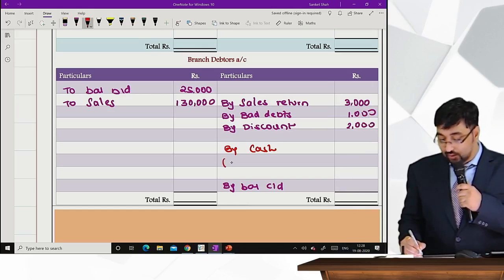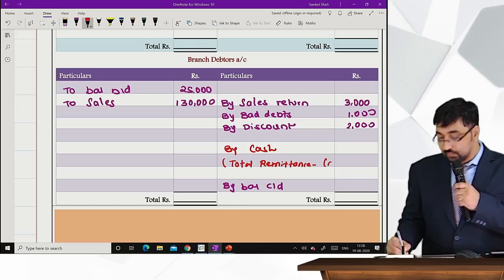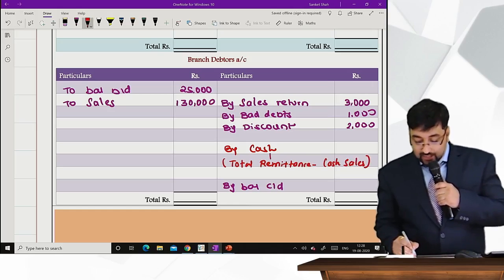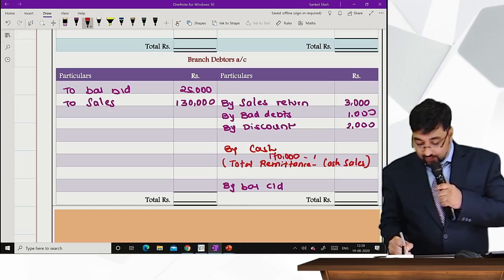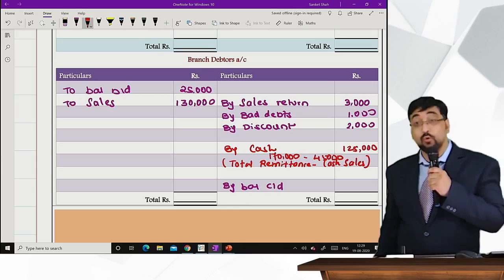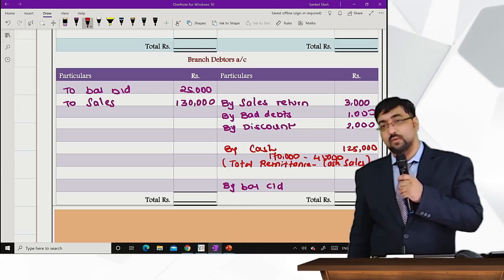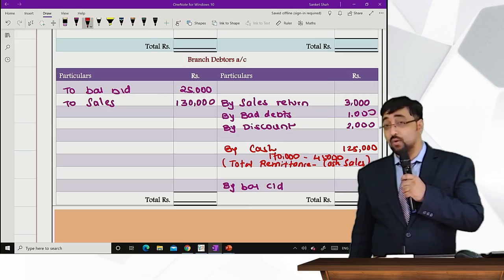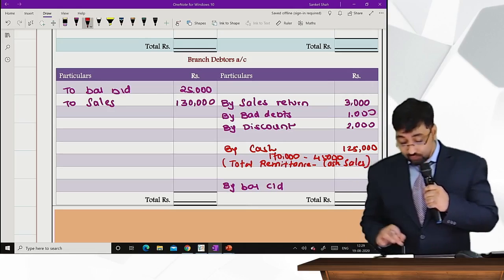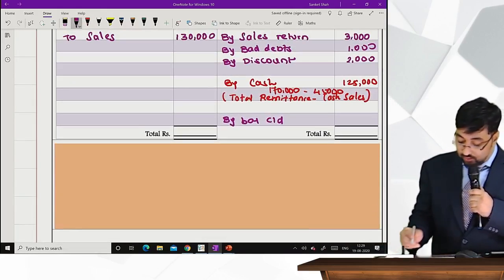So how to calculate this? Total remittance, yes, total remittance minus cash sales. Very good. So what is total remittance? 1,70,000 and this is 45,000. So this one is 1,25,000 by cash. Friends, I hope it is very easy. You are finding it's very easy. So what is the by balance carried down amount?